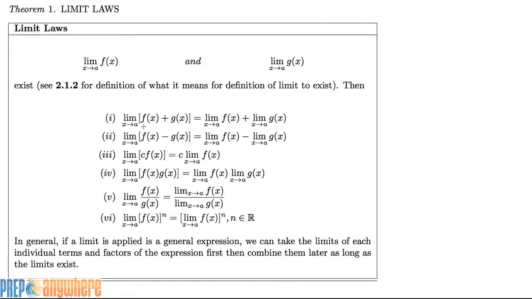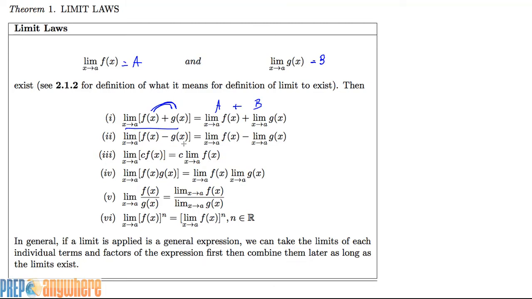Okay, limit laws. It says here, if the limits of f(x) and g(x) both exist as x approaches a, let's say this one approaches a and this one approaches b, then when you take the limit of the sum of the two functions, you can just consider the limits separately. So the limit of the sum will just equal a plus b. That's what it's saying here.